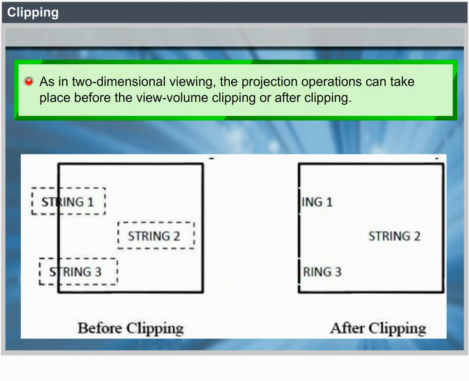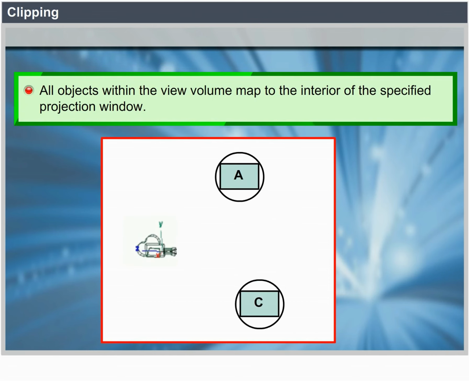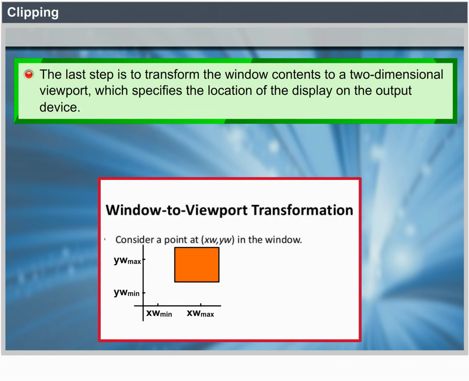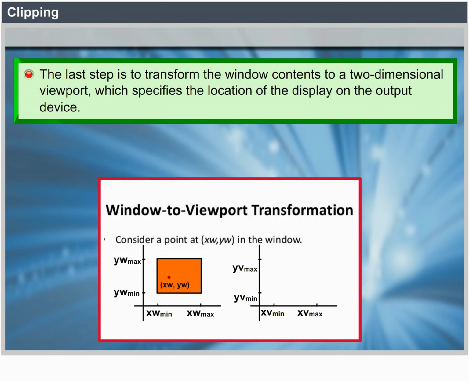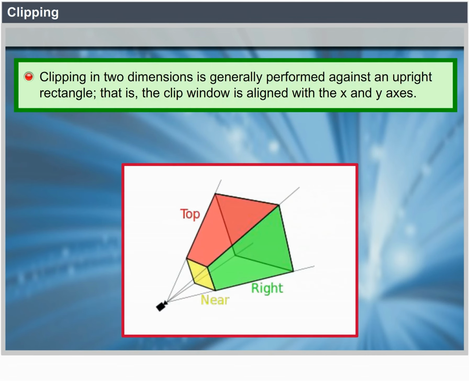As in 2-dimensional viewing, the projection operations can take place before the view volume clipping or after clipping. All objects within the view volume map to the interior of the specified projection window. The last step is to transform the window contents to a 2-dimensional viewport which specifies the location of the display on the output device. Clipping in 2 dimensions is generally performed against an upright rectangle. That is, the clip window is aligned with the x and y axes.